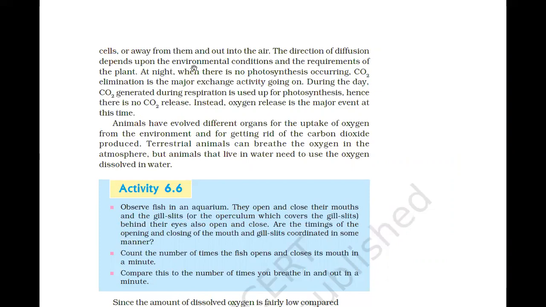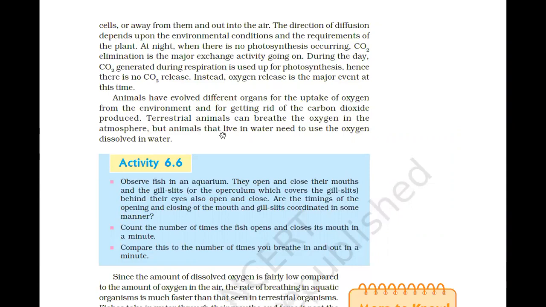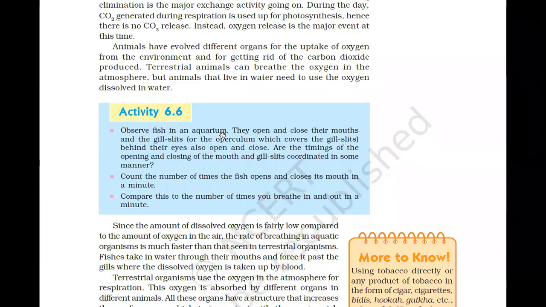At night, when there is no photosynthesis occurring, carbon dioxide elimination is the major exchange activity going on. During the day, carbon dioxide generated during respiration is used up for photosynthesis, hence, there is no carbon dioxide release. Instead, oxygen release is the major event at this time.